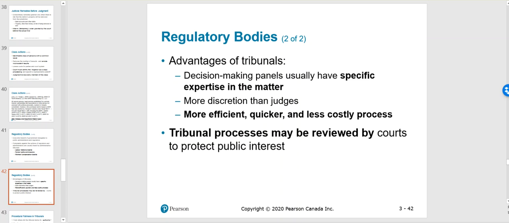So the advantages of those administrative tribunals, the Human Rights Tribunal, the Labor Relations Boards: they have specific expertise in the matter because they only deal with those issues. Judges deal with a lot of issues: criminal matters, civil matters, family matters, tax. But those tribunals deal only with the specific matter they were created for. Hence, they are more efficient, they render quicker decisions, and they are less costly. Their decisions are usually, not always, but usually not appealable. The process to render a decision may be reviewed, but not the merits in most cases.